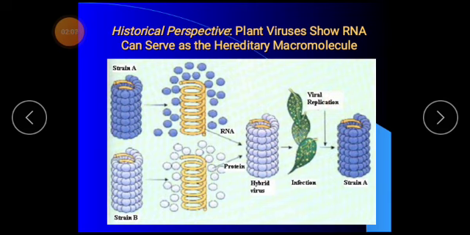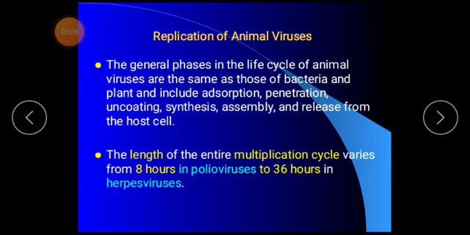So here, replication of animal virus. This is what you call the general phase process. How does the replication of animal virus take place? The general phases in the life cycle of animal virus are the same as those of bacteria and plant, and include adsorption, penetration and uncoating, synthesis, assembly, and release from the host.